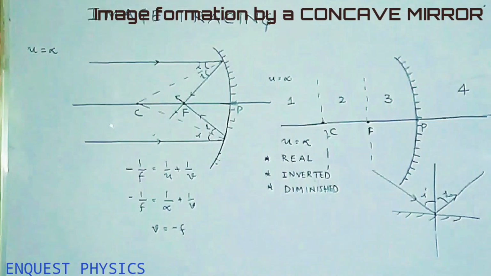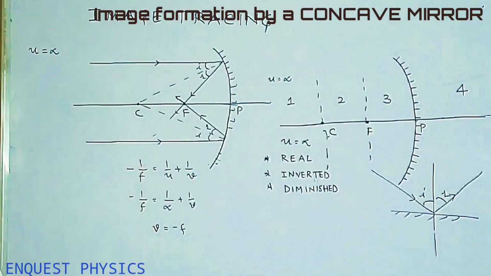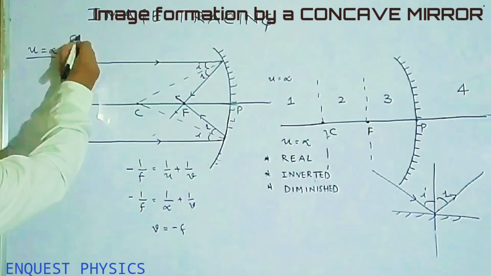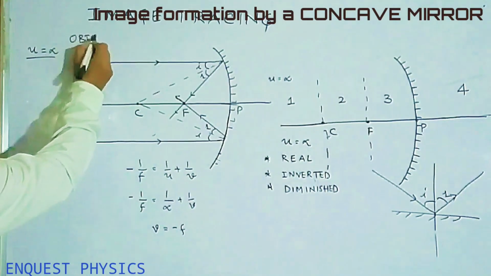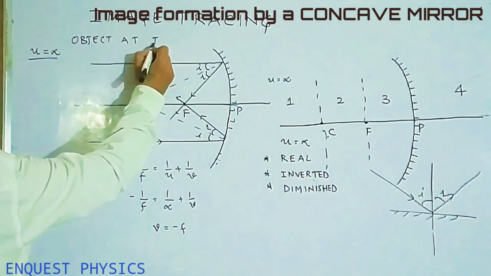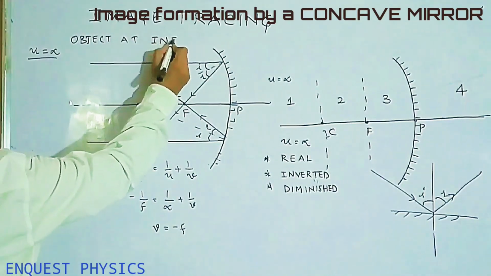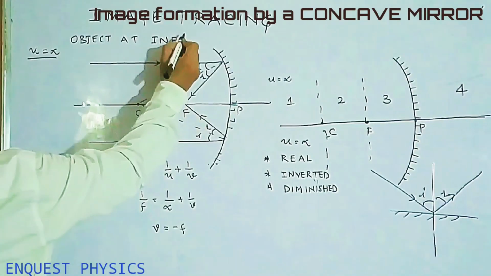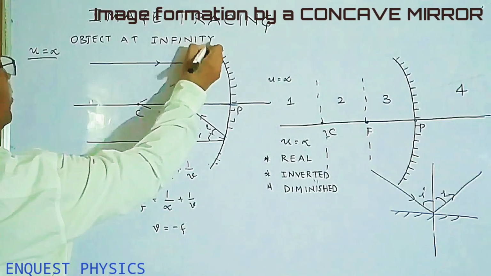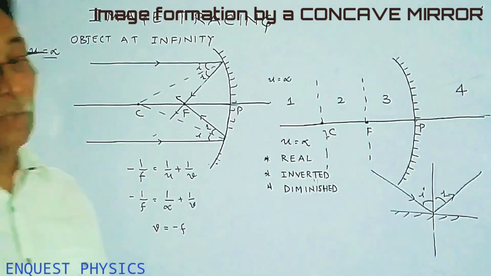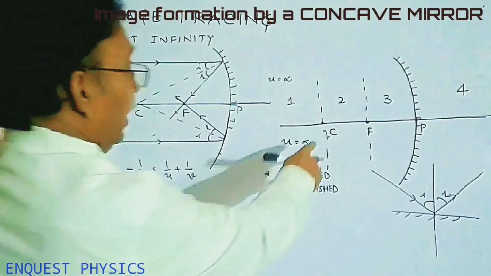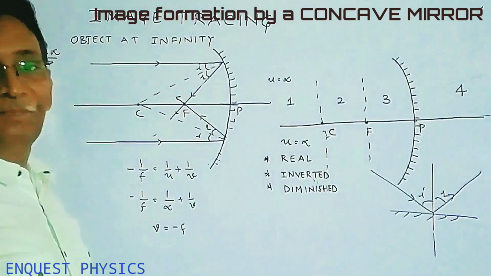I think you understood. But the formation of the image, when the object is kept at infinity. Object at infinity means it is beyond the center of curvature. Then we go into the next segment. That means now we are keeping the object at center of curvature.